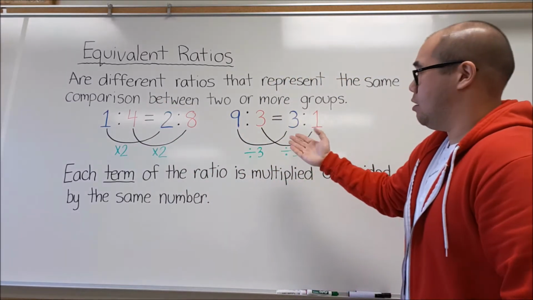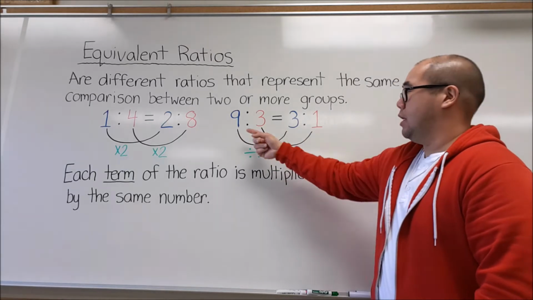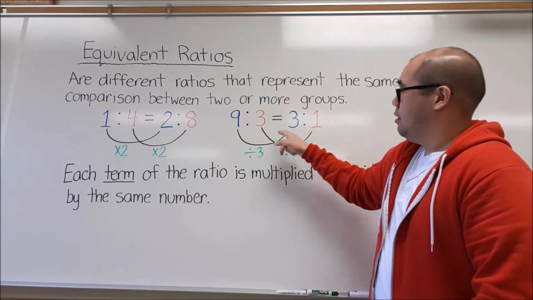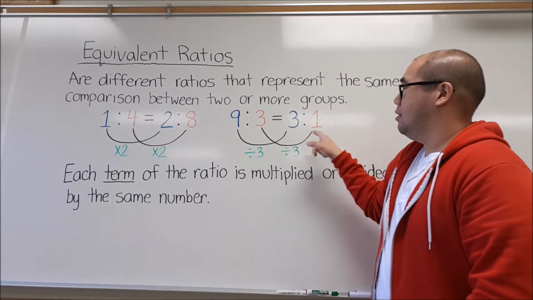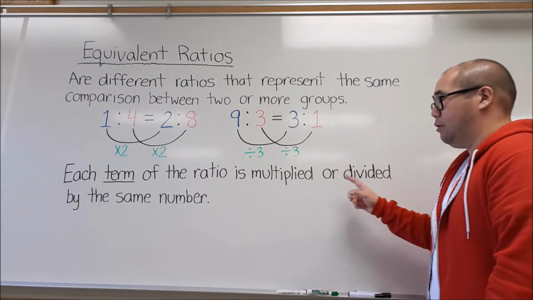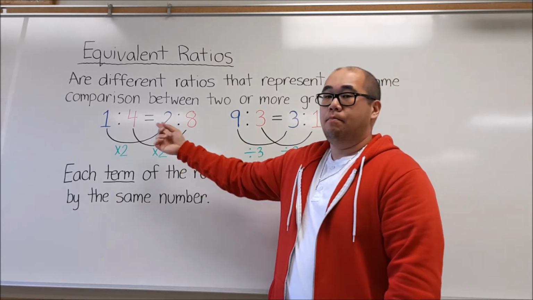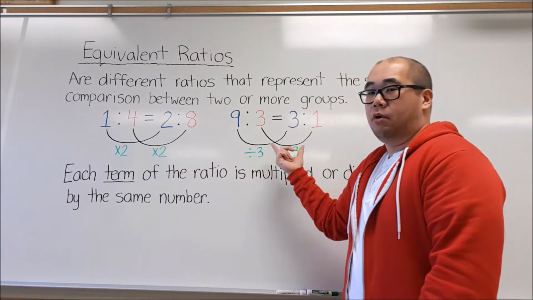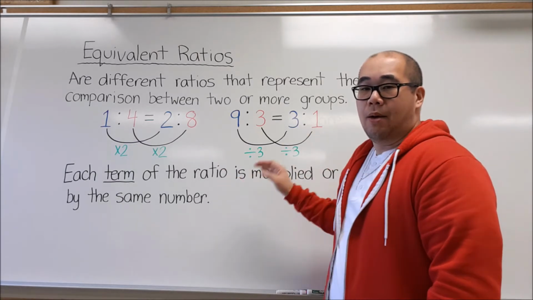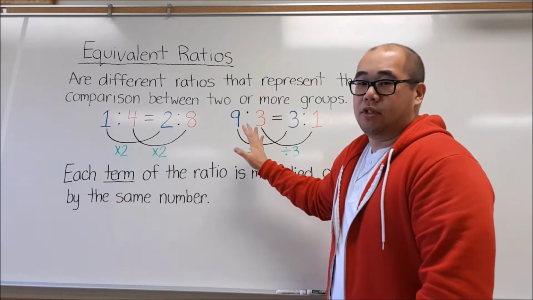And that's how you know that this is an equivalent ratio. Here's another example right here. I have 9 to 3 is equal to 3 to 1. So in this case, I didn't multiply, I divided 9 by 3 to get 3, and then 3 by 3 to get 1. And like I mentioned, each term of the ratio is multiplied or divided by the same number. So that is what makes it equivalent. If you do not multiply both terms by the same number or divide both terms by the same number, then it's not an equivalent ratio, just like equivalent fractions.